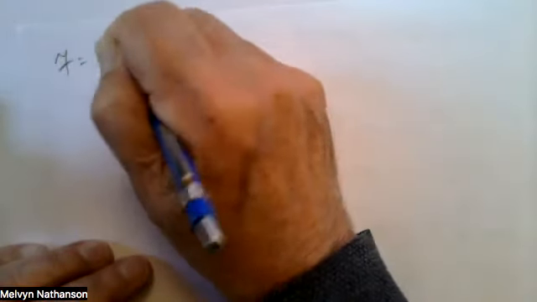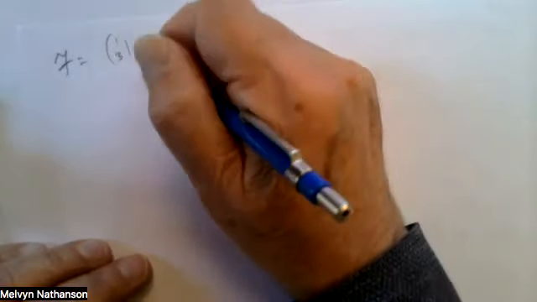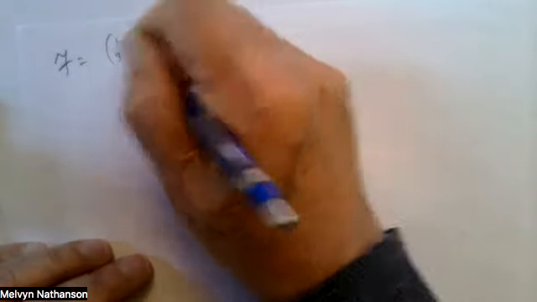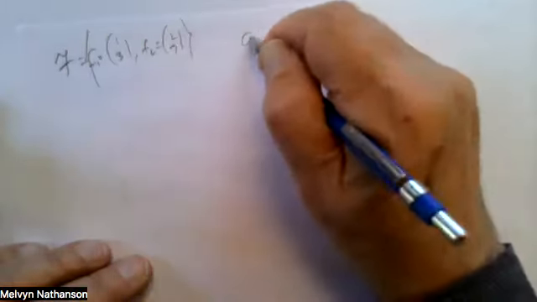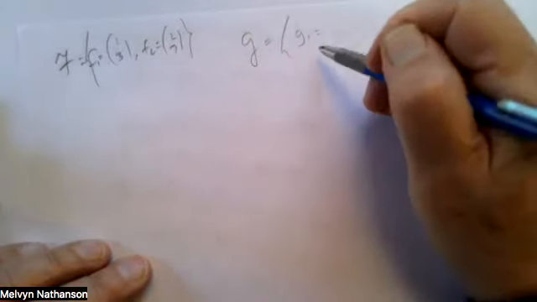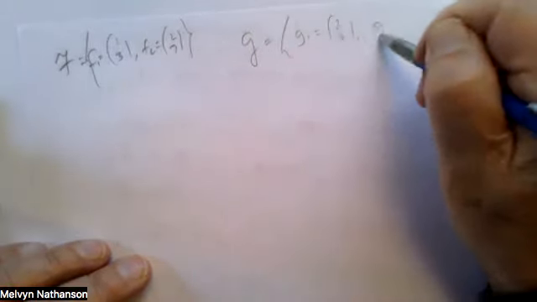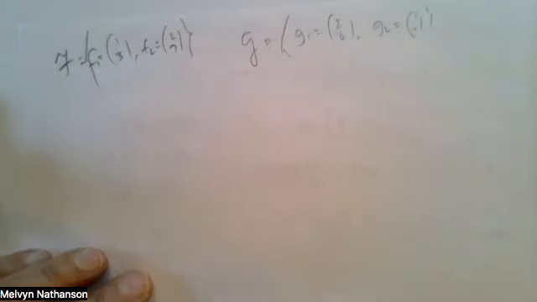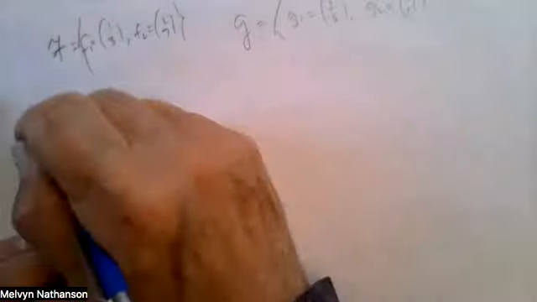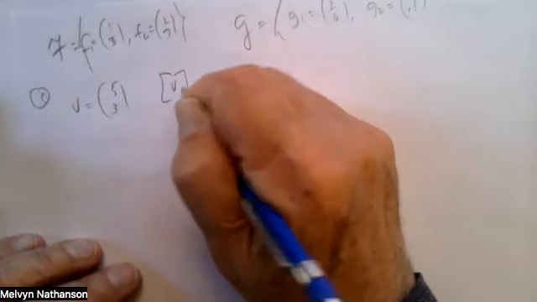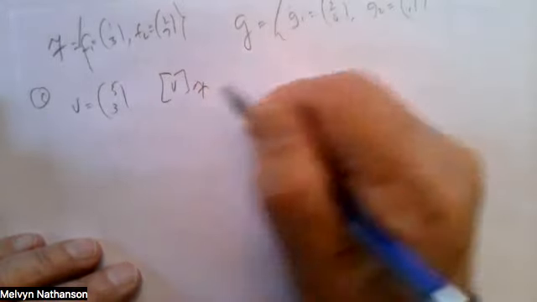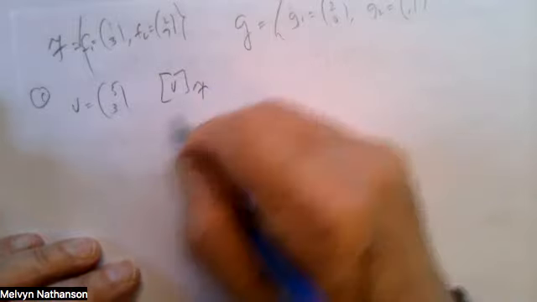So again, F is the basis 1, 3 and 2, 7. This is F1, this is F2. G is two vectors, 2, 0 and 1, 1. And I want to write V, so this is part C. V is the vector 5, 3. So I want to compute the coordinate vector for V with respect to F, and I want to compute the coordinate vector of V with respect to G.